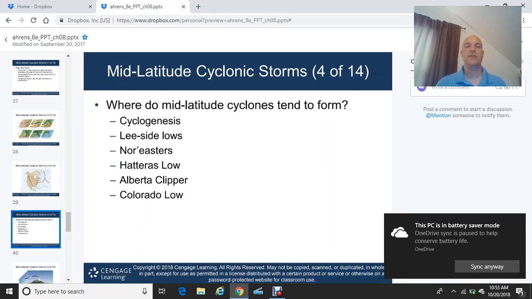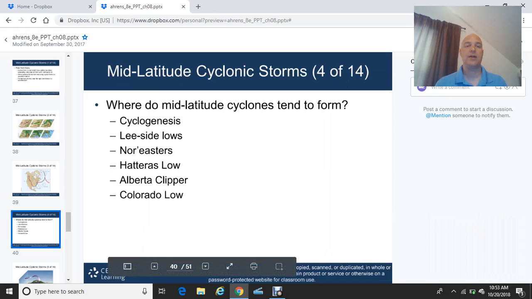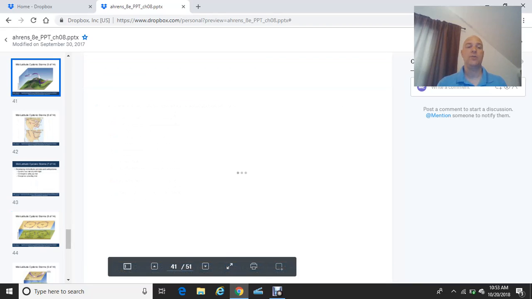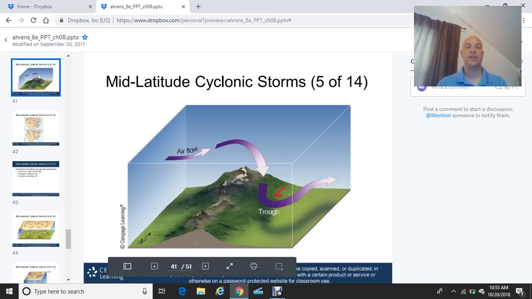Where do mid-latitude cyclones tend to form? They generally tend to form along lee sides of mountain ranges. They're also known as nor'easters on the east coast in the wintertime, the Hatteras Low, Alberta Clipper, and Colorado Low. Okay. This is an example of air flowing down.